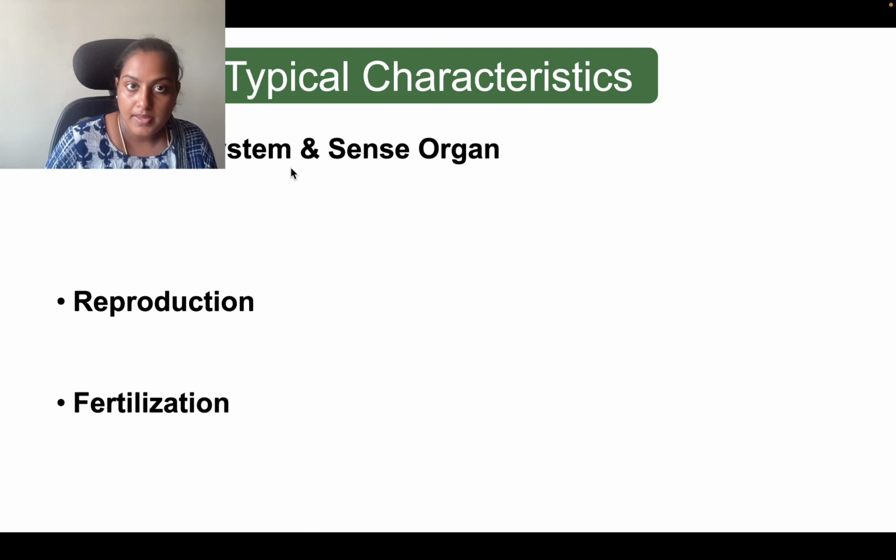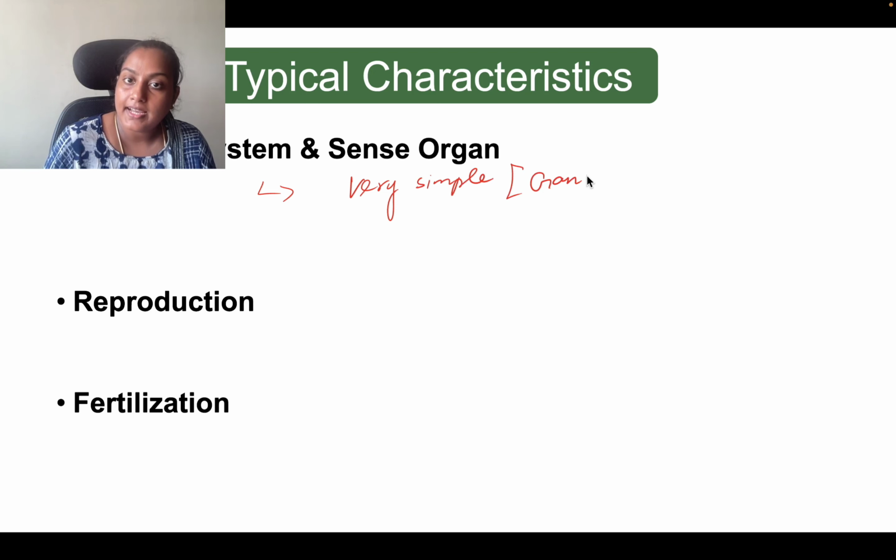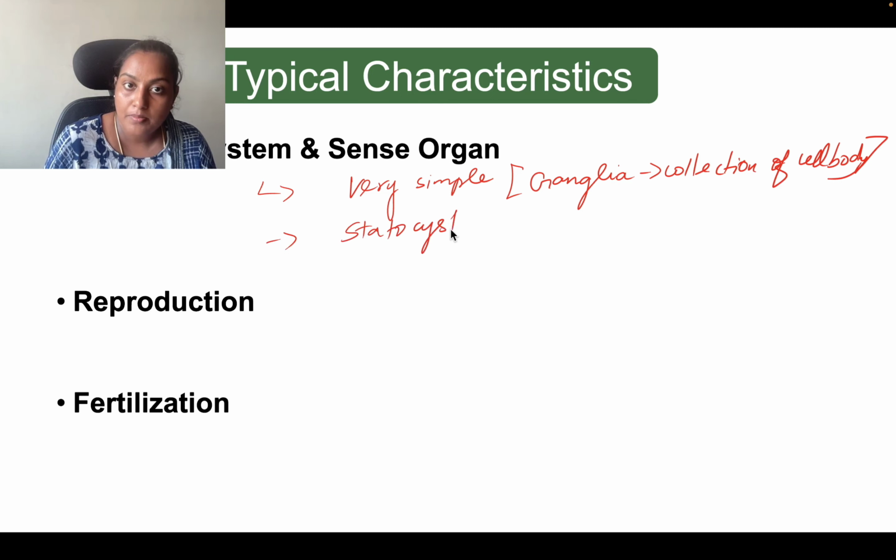Then nervous system and sense organ. Okay, so they have a very simple nervous system, which is nothing but ganglia. Ganglia is nothing but a collection of cell bodies, cell body of a neuron, right? So it's a collection of cell bodies. And talking about the sense organ, they have statocyst for maintaining the body balance.